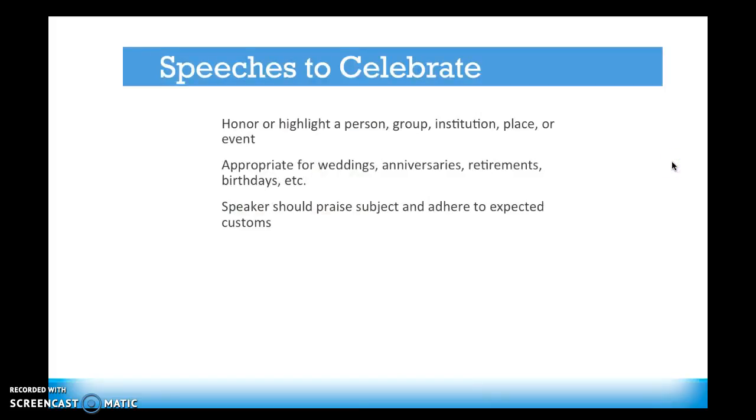So first, speeches that celebrate. These can honor or highlight a person, group, institution, place, or even an event. They're appropriate for weddings, a best man speech, maid of honor speech, anniversaries, retirements, birthdays. So if you think you might want to do something like that, maybe you've done one of these in the past and you'd like to use it, this might be a good choice for you. So you want to think about when you're celebrating, you should be praising the subject and adhering to the expected customs depending on what type you are going to be doing.